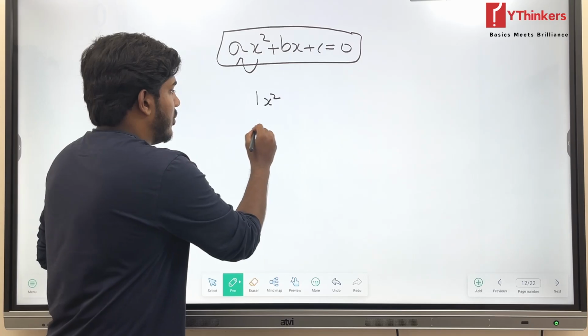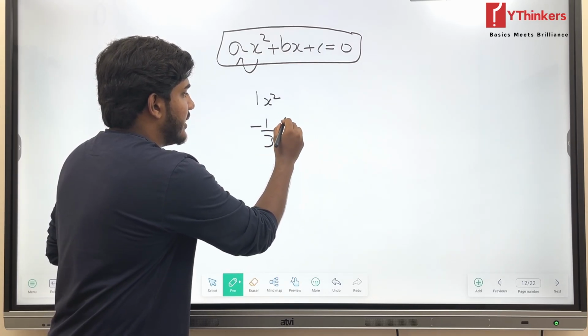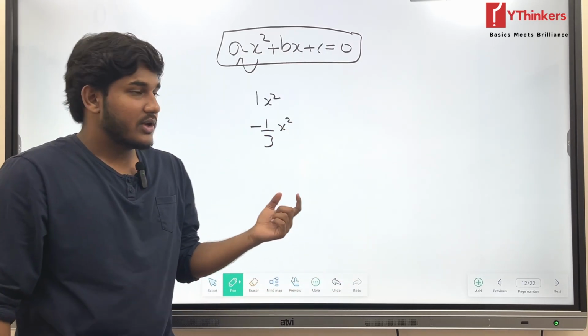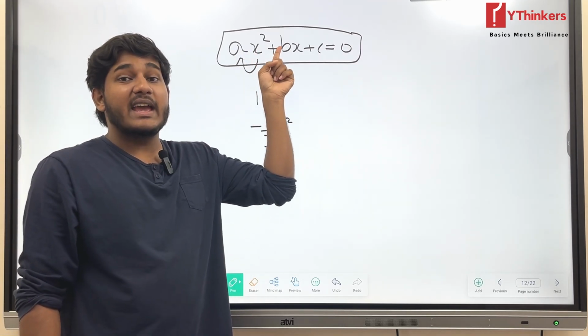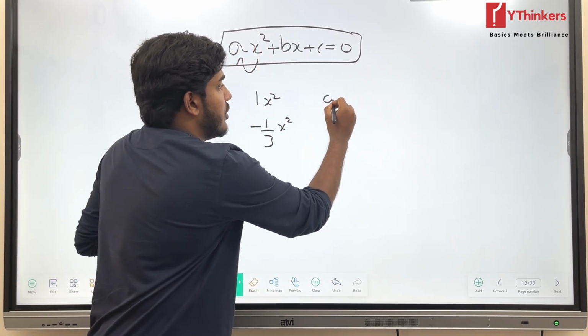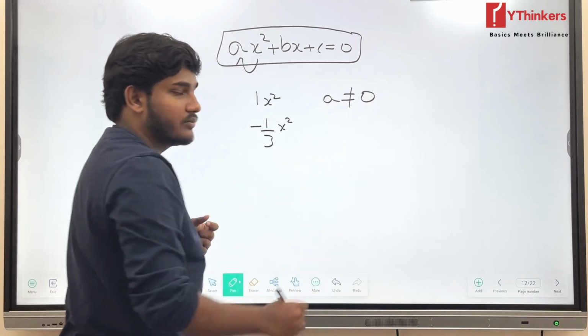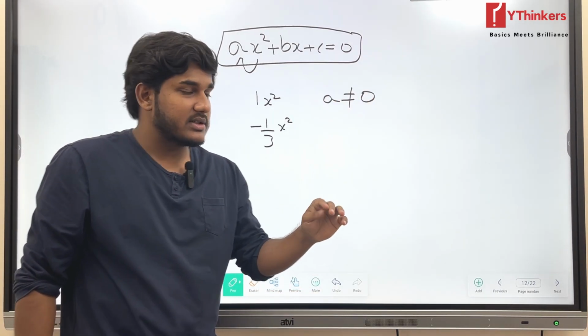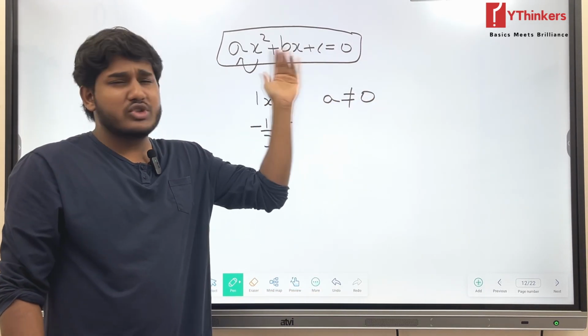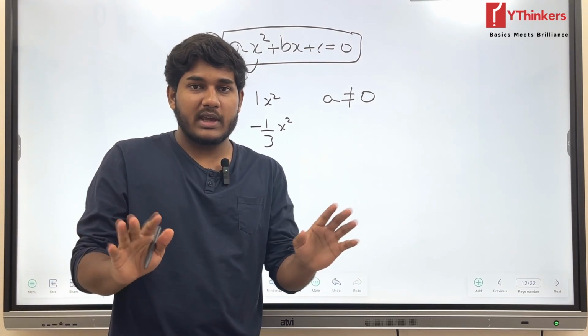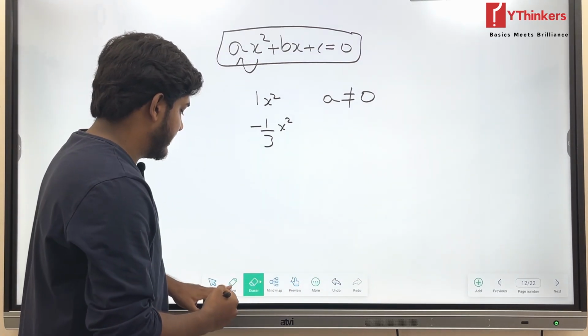It is 1. What is the coefficient of x square here? It is minus 1 by 3. So यहाँ पे x square का coefficient क्या है? a. a should not be equal to 0. This is the symbol for not equals. So a should not be equal to 0. बाकी कुछ भी हो, that is not a big problem. Okay, we'll take examples. Here only we'll take examples.